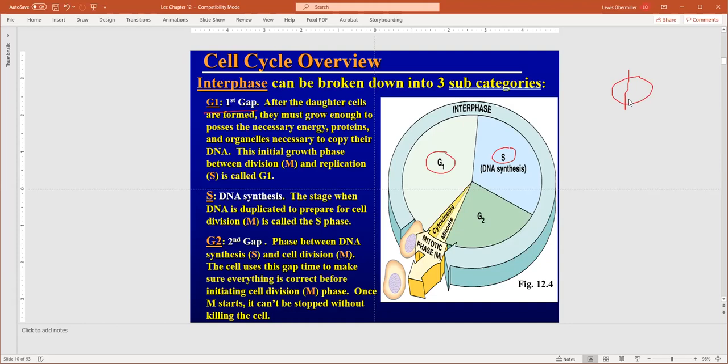Yeah. So what if you wanted them to be the same size, what would you have to do? Add more. Right, you'd have to add more. And so we call that growth. So the first thing that has to happen is your cell has to grow. It has to roughly double in size before we cut it in half, because we want the daughter cells to be the same size as the mother cell.